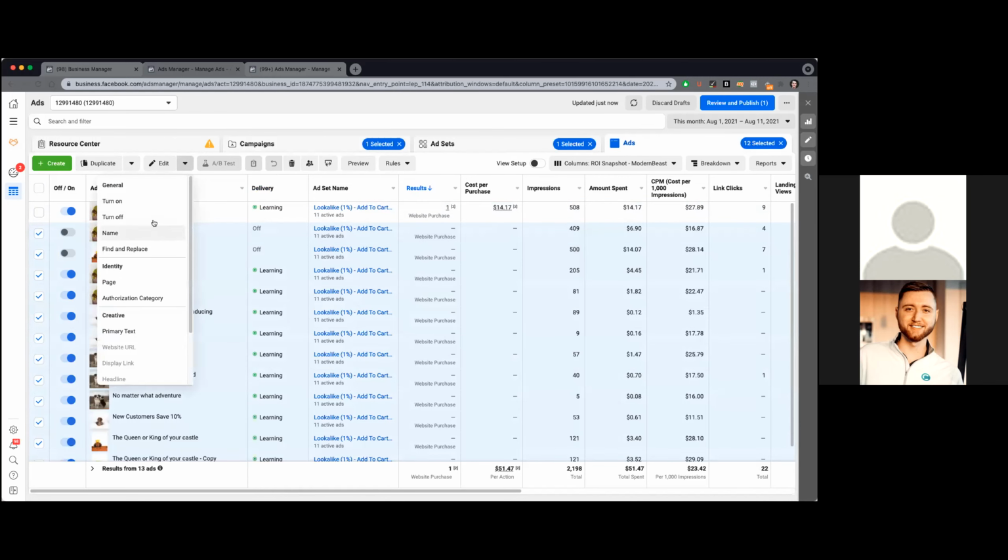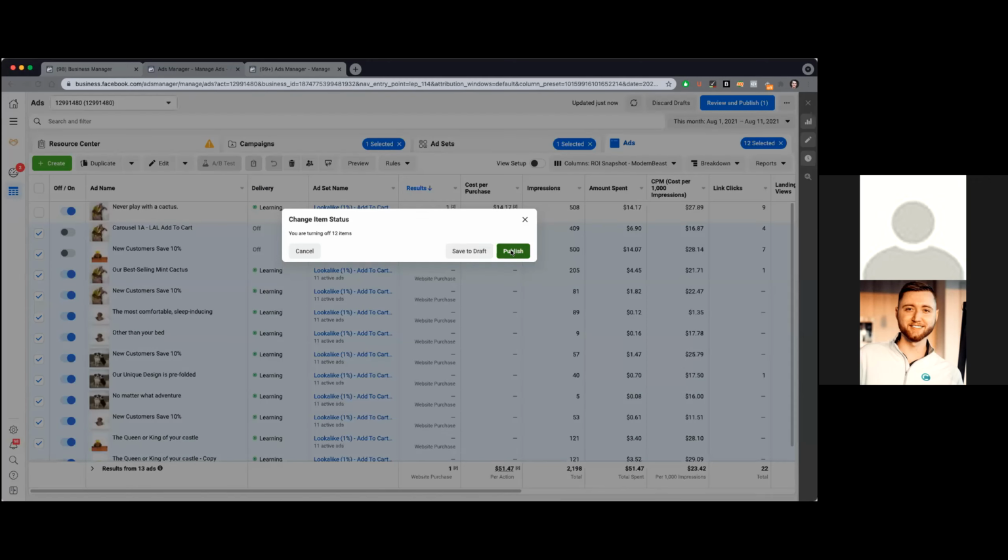Okay, so everything except this, turn off. Yeah, this is like step one, and then step two would be if it doesn't get a sale again, then definitely turn it off.